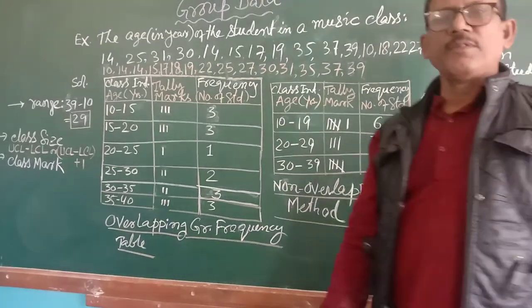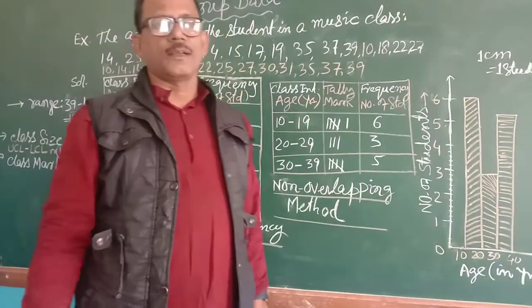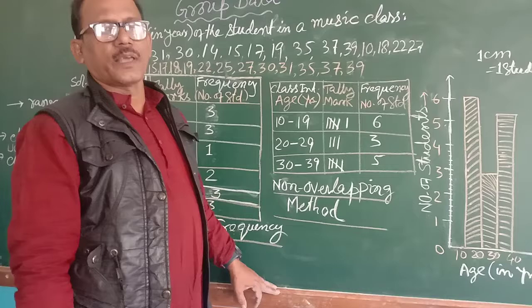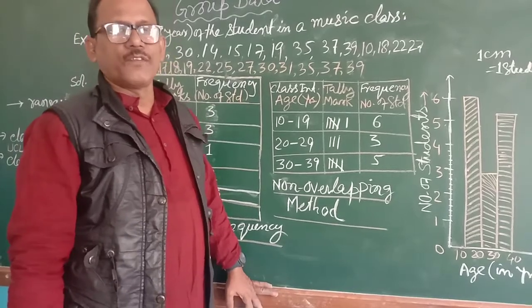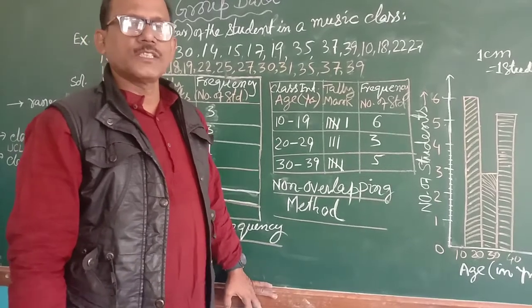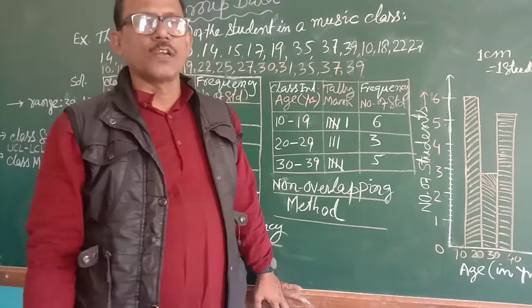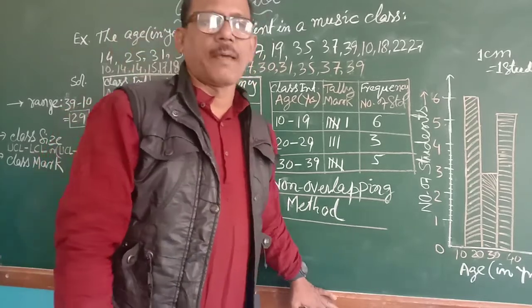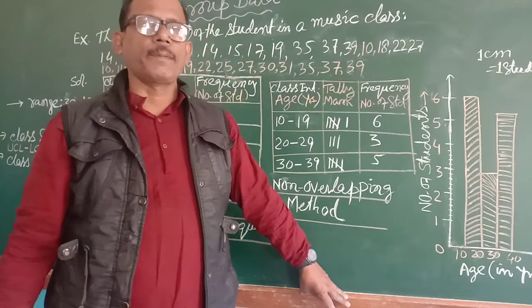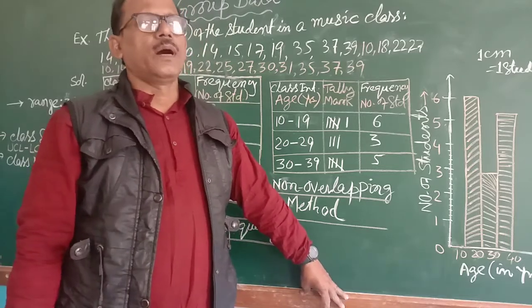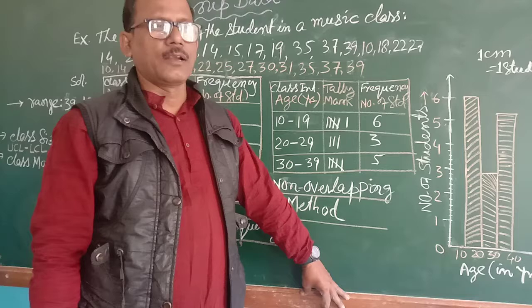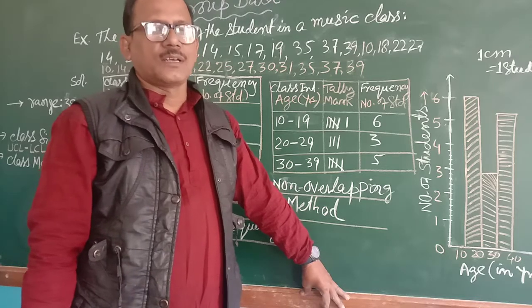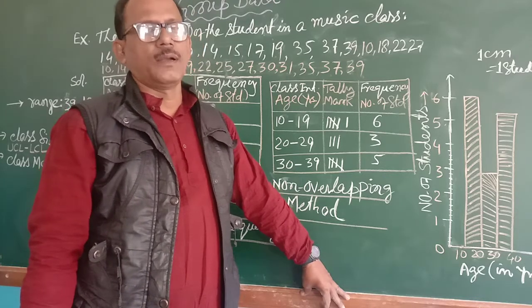So students, previous day we started statistics, a very interesting branch of math, I said to you. Today we learn further. Previous day we learned about the discrete frequency distribution and its graphical representation. Two types of graphical representation we learned: one is the bar graph and another is the pie chart.